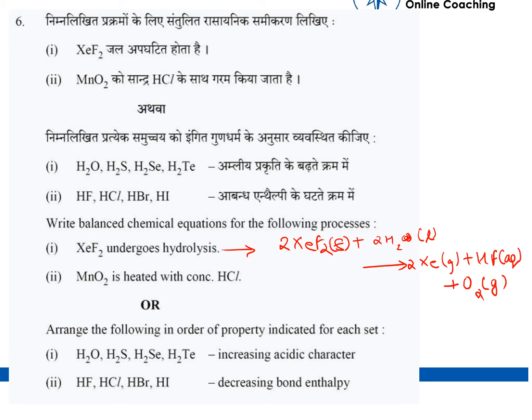And second one, MnO2 is heated with concentrated HCl. It gives MnO2 + 4HCl gives MnCl2 + Cl2 + 2H2O.